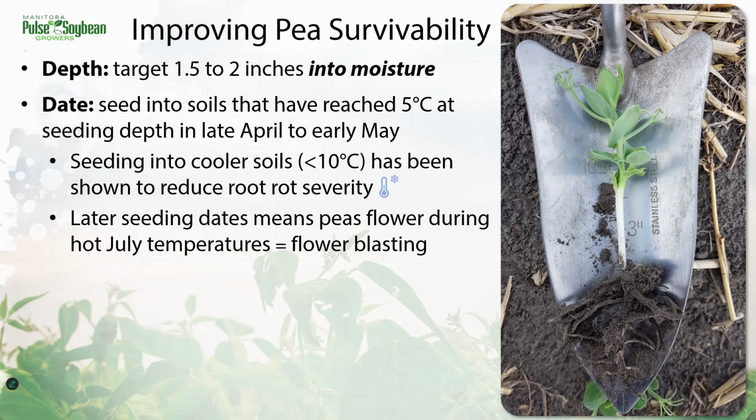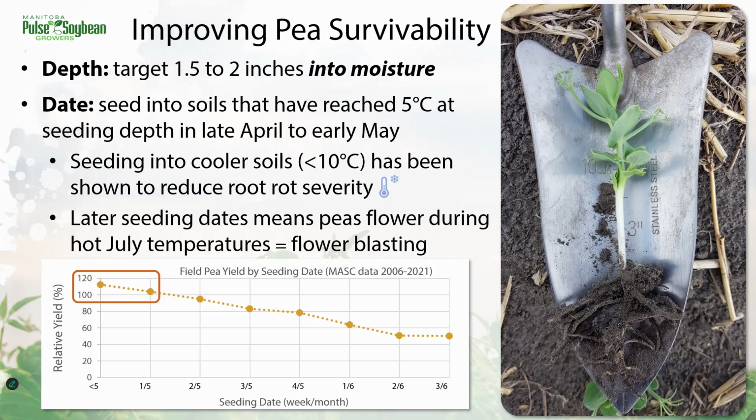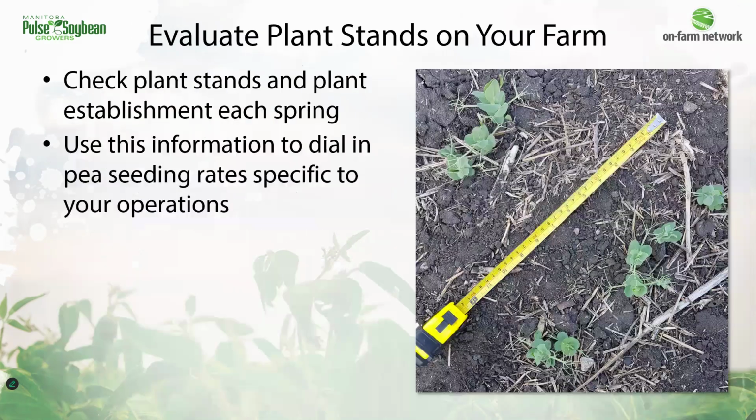Delaying seeding also means that peas flower in the heat of summer, and they can shrivel up if it's too hot. Crop insurance data indicates greater yield potential with earlier seeding dates; targeting the last week of April and the first week of May has resulted in greater than 100% relative yields.